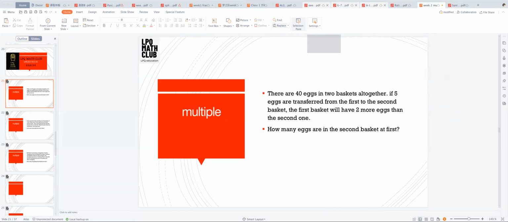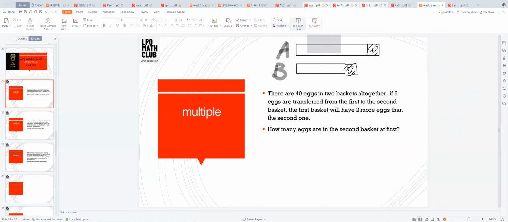Now let's do it from the very beginning, using the box method. We know after A gave 5 to B, A is still 2 more than B, so A must be bigger than B at the very beginning. So if I write this is A, this is B, and we give 5 from A to B, so A minus 5 and B plus 5.